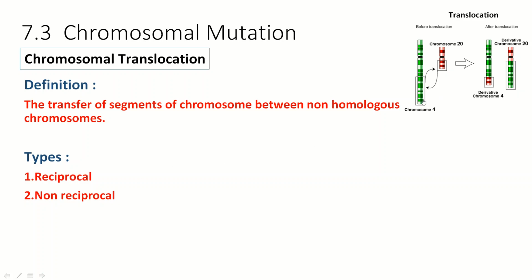But if there is only one chromosome giving its segment to the other chromosome, but not receiving anything back from the other chromosome, that is called non-reciprocal.